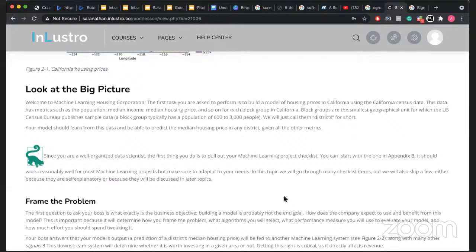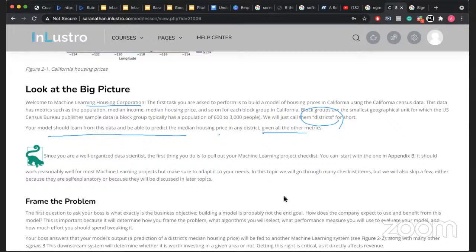As we said, you would imagine you've been welcomed into the Machine Learning Housing Corporation. So your first task is to build a model of housing prices in California using the California census data. The data has metrics like the population, the median income, the median housing price, and so on for each block group in California. Block groups are the smallest geographical unit for which the Census Bureau publishes sample data. They contain a population of 600 to 3,000 people. You can think of them as a rough equivalent of districts. So your model should learn from the data and predict the median housing price in any district, given all the other metrics.